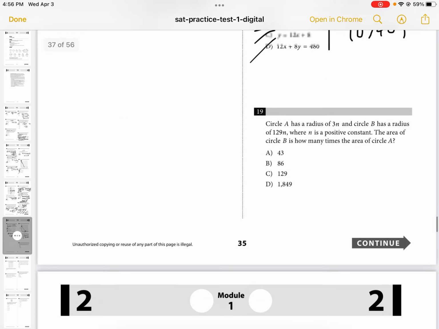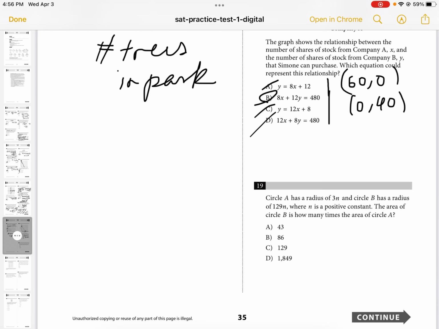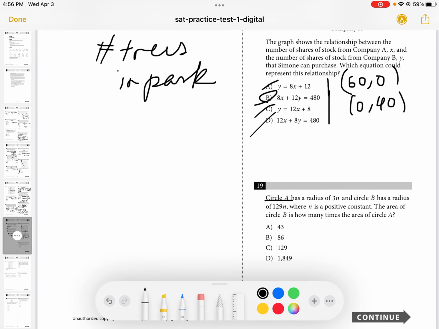Alright, next question. Number 19. Circle A has a radius of 3n and circle B has a radius of 129n, where n is a positive constant. The area of circle B is how many times the area of circle A? Okay, so circle A has an area of (3n) squared pi. Circle B has an area of (129n) squared pi.